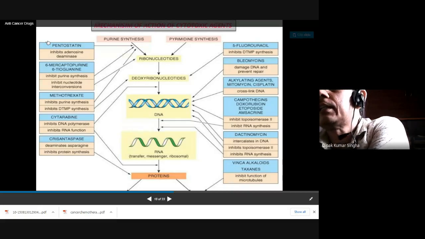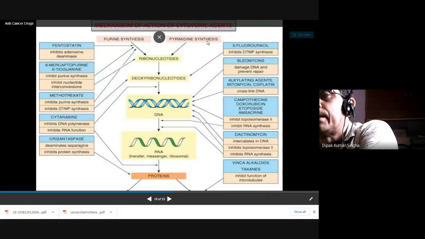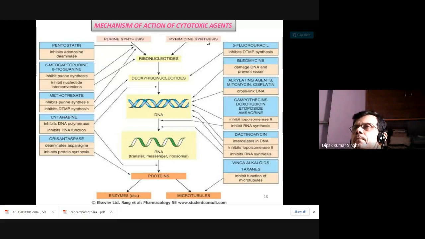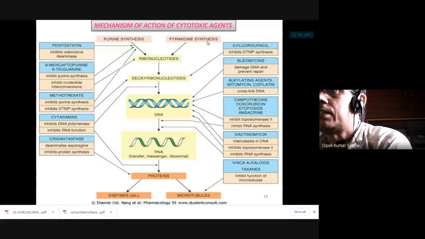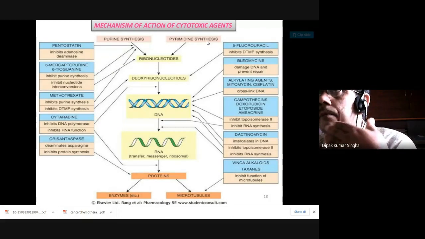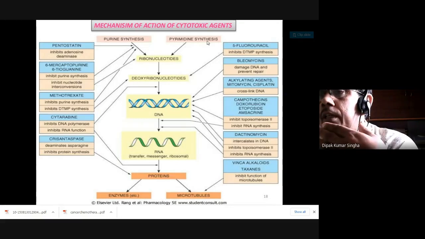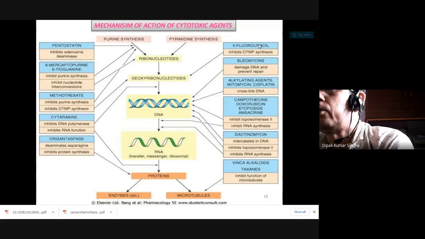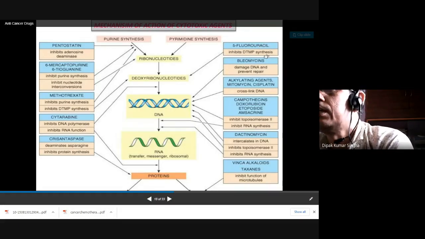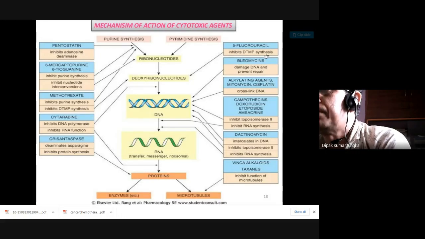Another is the pyrimidine biosynthesis inhibitor. Those inhibit the pyrimidine bases: thymine, cytosine, and uracil. These are essential components of the DNA, but their synthesis is inhibited by this type of drug, like 5-fluorouracil. It directly inhibits the fluorouracil synthesis, and inhibits all the dTMP, deoxythymidine monophosphate. Bleomycin damages the DNA and prevents the repair also.